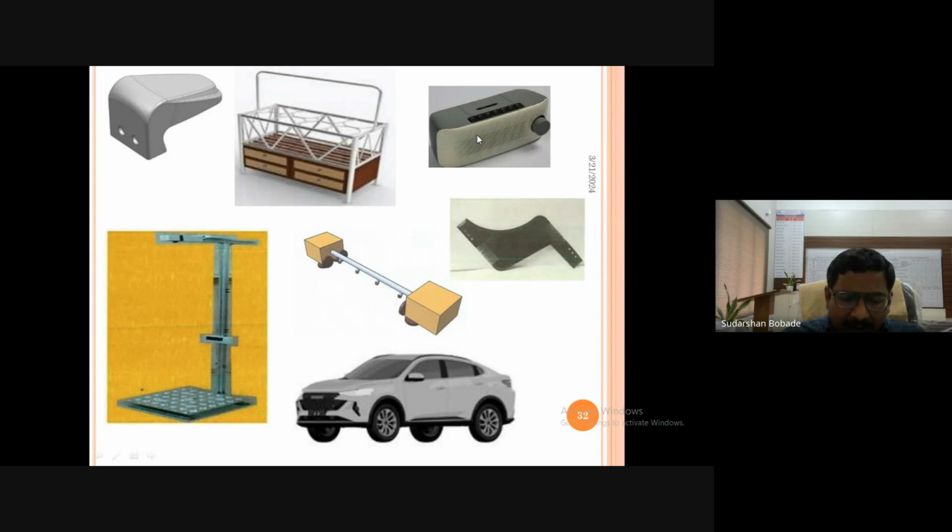Secondly, this is the audio device. The audio device has this particular shape with some typical combination of the color. We can change this. Next one, this is the comb for the beard hair. Now this is one of the automobiles. We can go for the changes in the design.